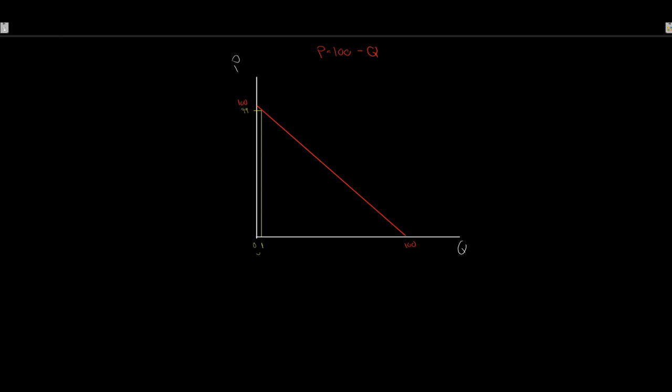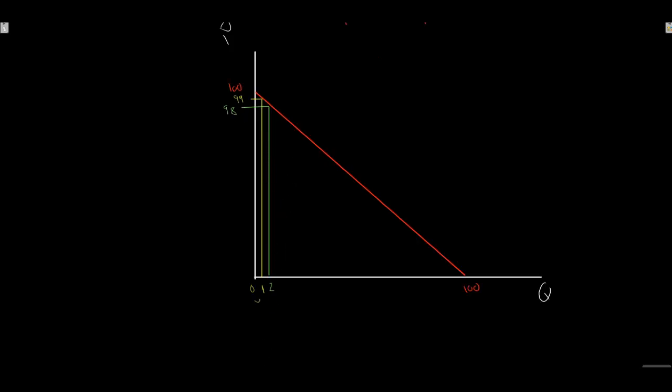As I go up from 1 to 2, very similarly, 100 minus 2 gives me 98. And I can go on and on in this way. Why is this nifty? Well, the reason why this is nice is because I can say, okay, this is my extra benefit, on and on. I could also say, hey, if I were to consume 2 units, that is, I consumed 1 and then I consumed 2, I could work out my total benefit, right?